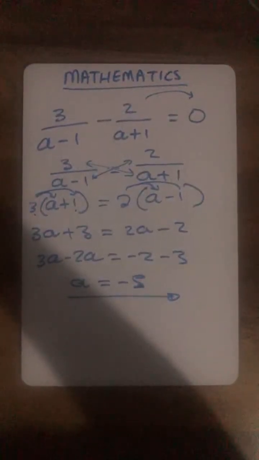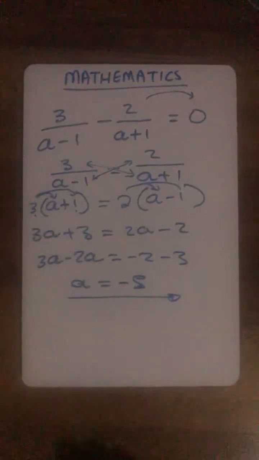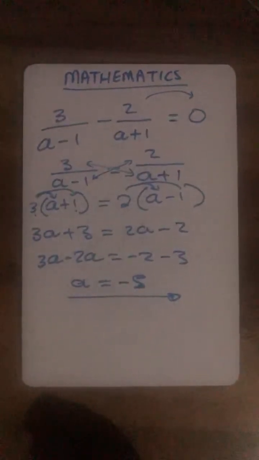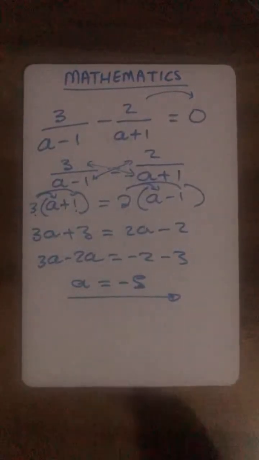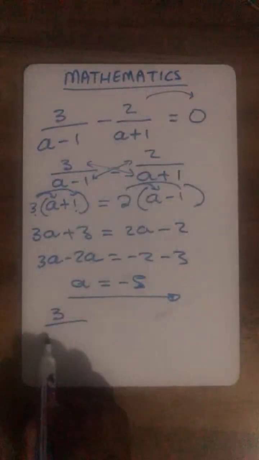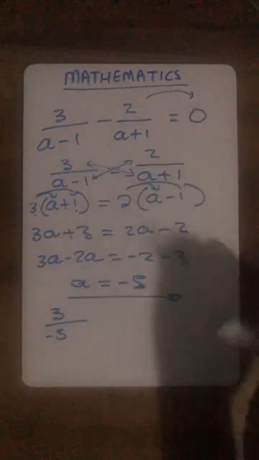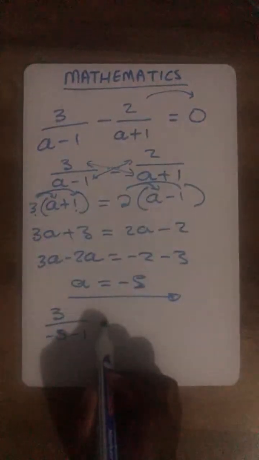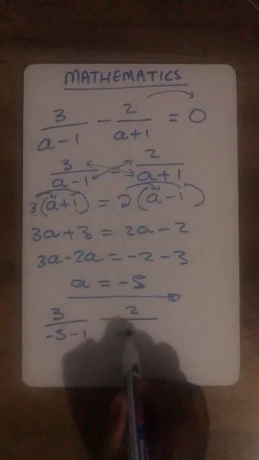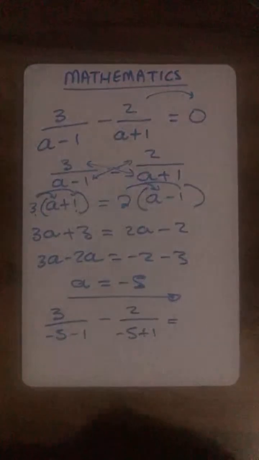Ngilibhaqile. 1/2. A is equal to 1. Hey, what if I'm wrong? What if I am wrong? But I can't be wrong. Let me try to prove that answer. If we say 3 over negative 5, and then we say minus 1, minus 2 over negative 5 plus 1. Let me punch this in and see if it's going to give me 0.